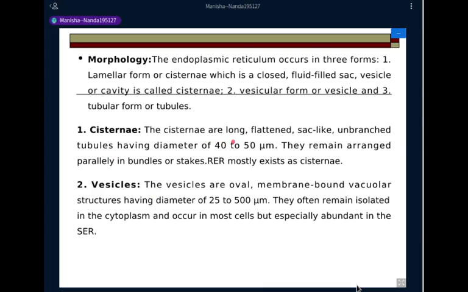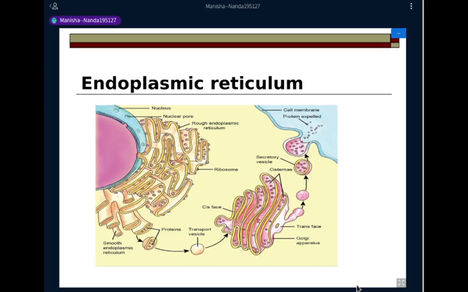So the cisternae are long flattened sac-like unbranched tubules having diameter approximately 40 to 50 micrometer, and they remain arranged parallelly in bundles or stacks, and this part is actually covered mostly by the rough endoplasmic reticulum. Okay, so here you can see the cisterna.